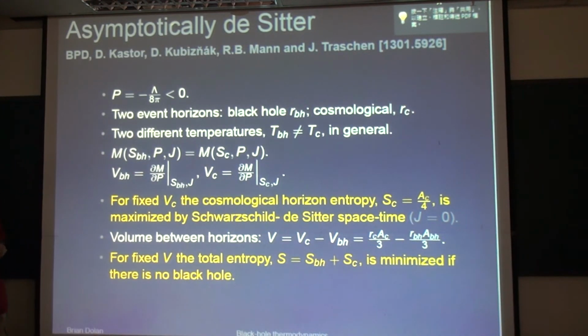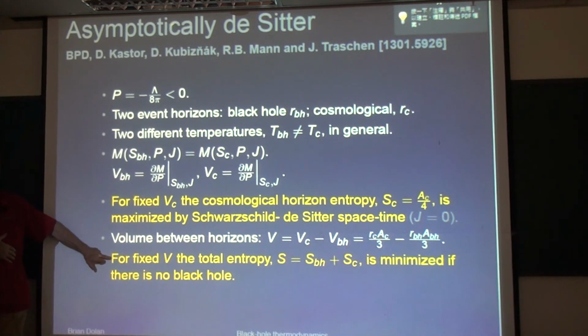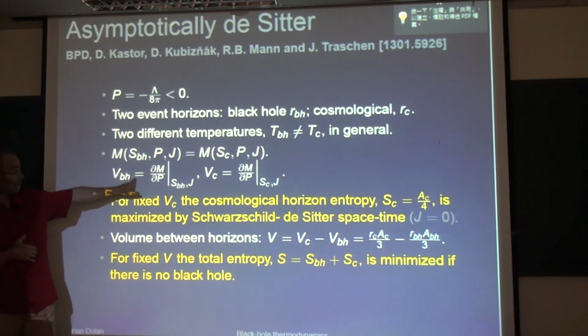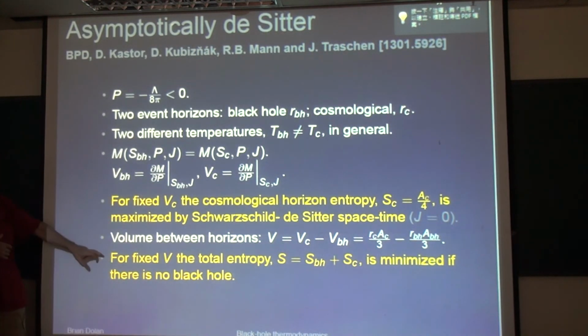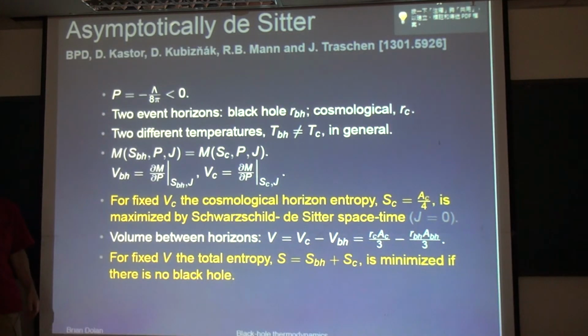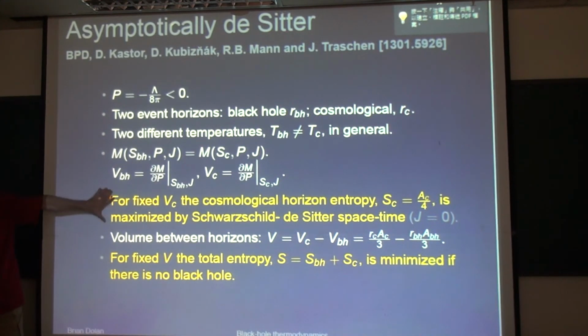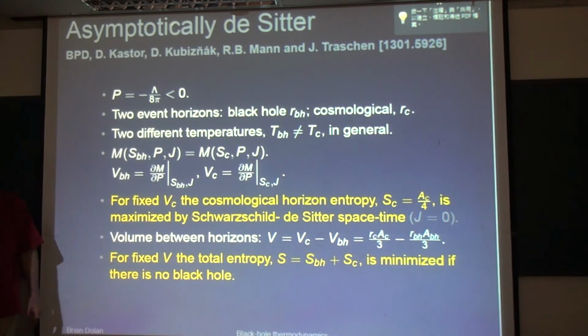One other result here is that if you fix the total volume, so that's the difference of the cosmological thermodynamic volume and the black hole thermodynamic volume, then the total entropy is minimized if there's no black hole. And I think these are quite intuitive results.